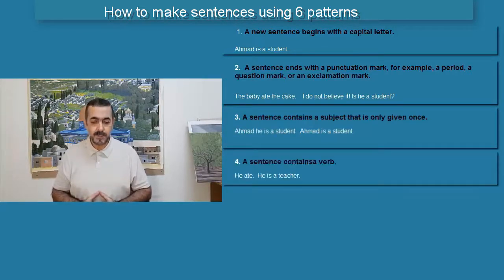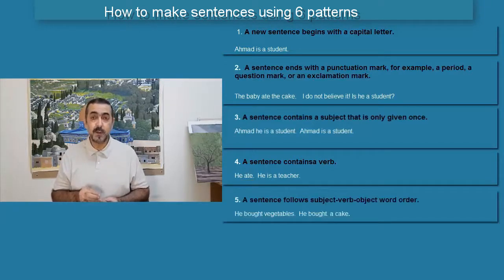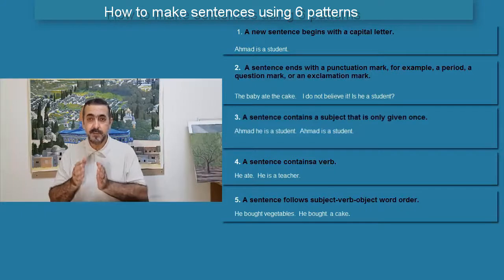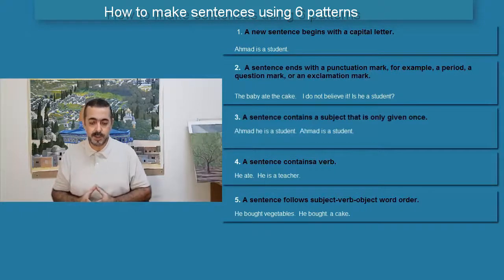Point number four, a sentence contains a verb. You have to have a verb in a sentence. For example, he ate, he is a teacher, and so on. Number five, a sentence follows subject, verb, object word order. So if the sentence has an object, it comes after the verb. For example, he bought vegetables, he bought a cake.